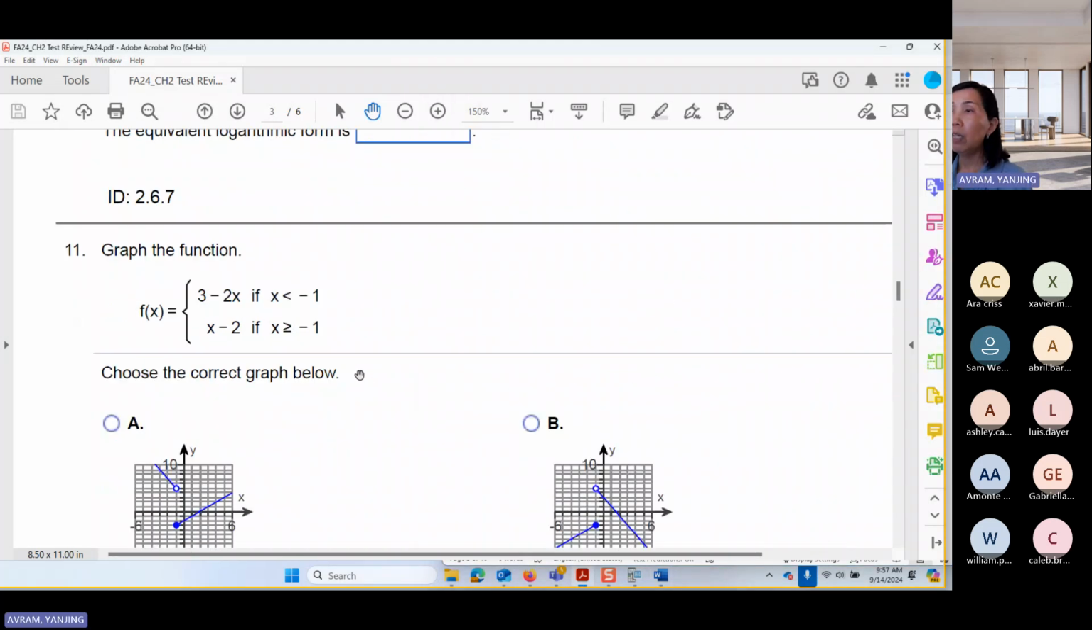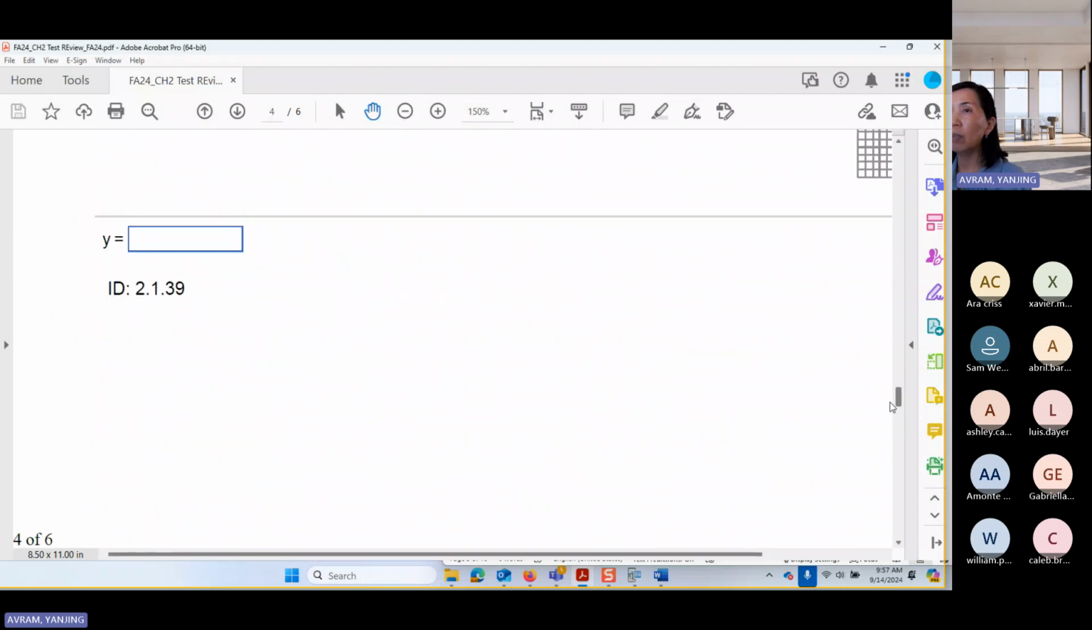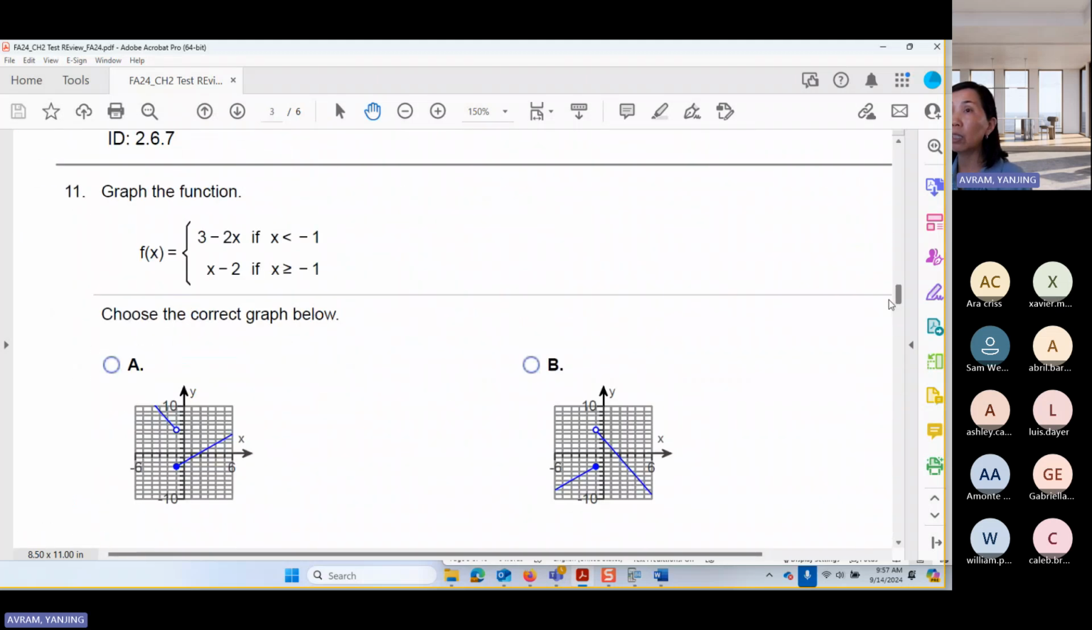All right, number 11. Let's see how many questions we have. We have about 15 questions in this test.